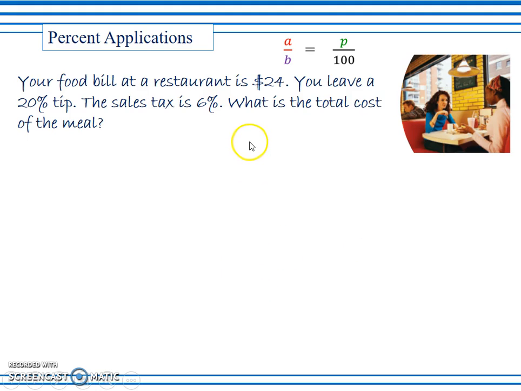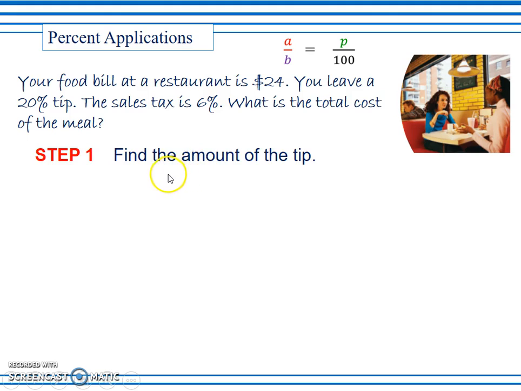Okay, we have the same problem, and we're going to do it two different ways. It's a multi-step problem, and it says your food bill at a restaurant is $24. You leave a 20% tip. The sales tax is 6%. What is the total cost of the meal? Now, to calculate the tip, you're going to use the total cost of the food. So it would be 20% of 24. We also need to calculate the sales tax on the food. So we're going to find 6% of the 24. And then we're going to add those three numbers together.